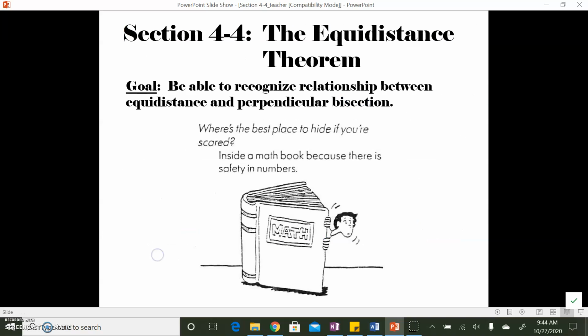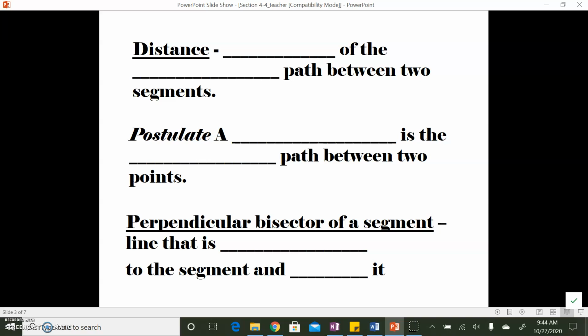The second section that we're going to move into is section 4.4. It's the equidistance theorem. This theorem is going to help us recognize relationships between the distance of points and perpendicular bisectors, or perpendicular bisection. As we move into this section, we've got a few vocab terms, a couple of new ones, and then some review ones real quick.